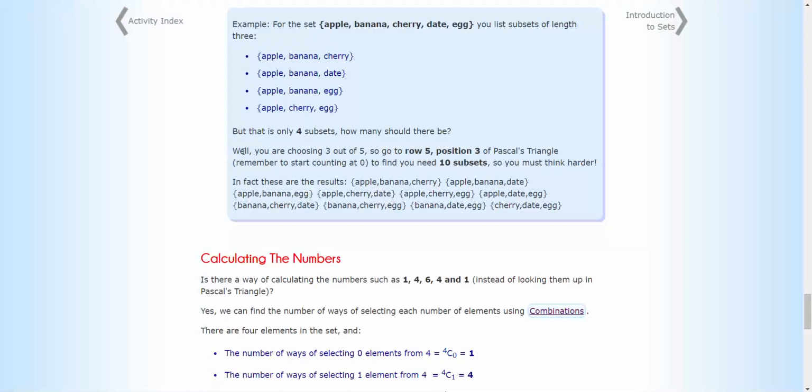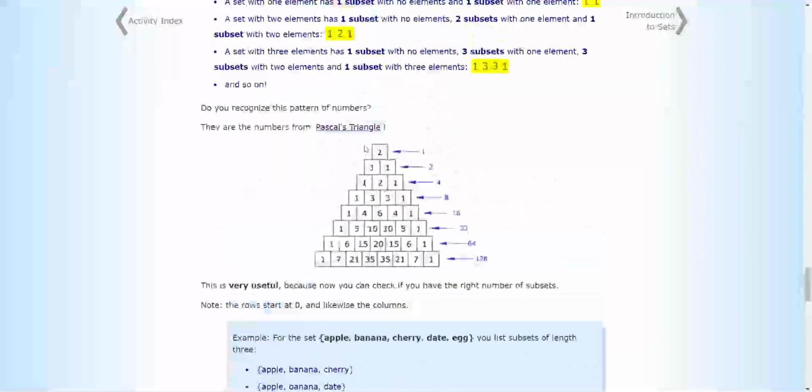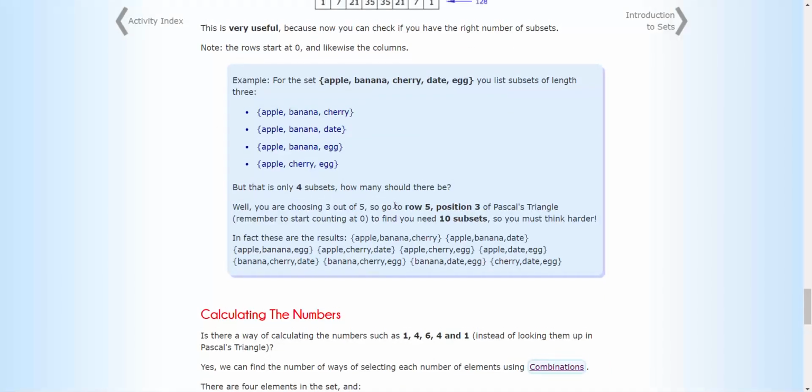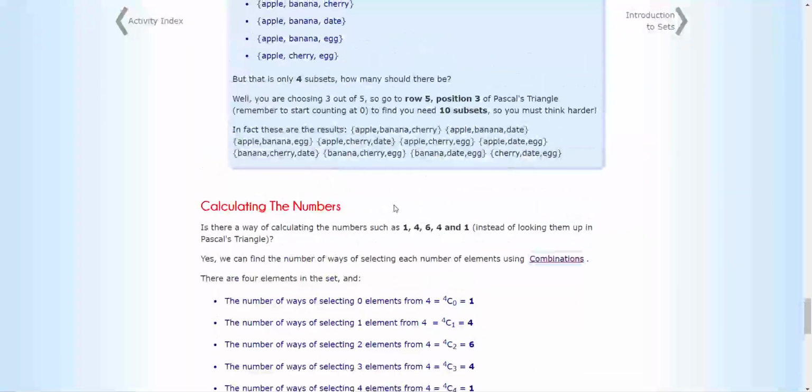Yes, we are right to say that. In Pascal's triangle, we start from index 0, and then we need to find 10 subsets. So choosing 3 out of 5: you go to row 5, position 3. 0, 1, 2, 3, 4, 5. We should be getting position 3, and that's 10. We should be getting 10 there. Fair enough. So that's generally how it's used.